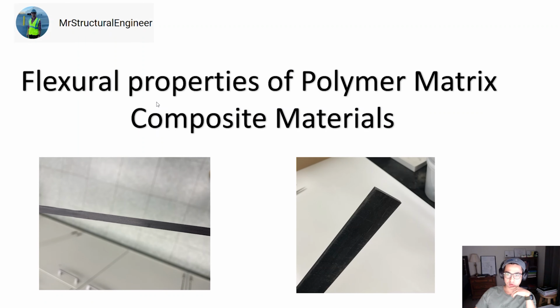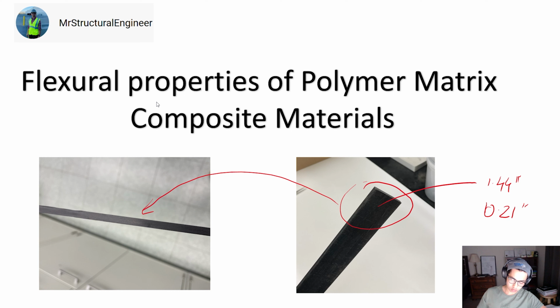So in this video, I'm going to show you how to find the flexural properties of a carbon fiber composite shown in the figure. So this is the carbon fiber composite. The width of the carbon fiber is 1.44 inches and the thickness is about 0.21 inches. And using this sample, a smaller coupon is prepared, which is about 0.5 inches wide, and the thickness is kept the same at 0.21 inches, and the length is overall 10 inches.